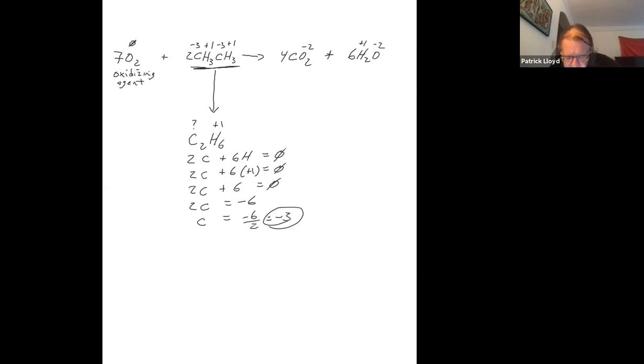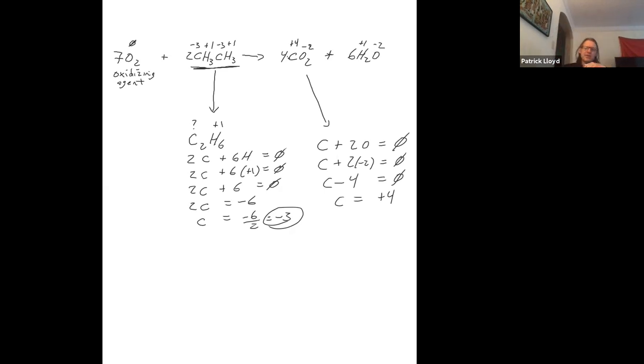Now, what about the carbon on the other side? This negative 2 is the oxidation number of the oxygen. So that's a compound again. So let's do CO2. Carbon plus 2 oxygens equals 0. Oxygen is negative 2. 2 times negative 2 is negative 4. Add 4 to both sides, and you got plus 4. So now you can see what happened. The carbon went from negative 3 in both cases to positive 4.